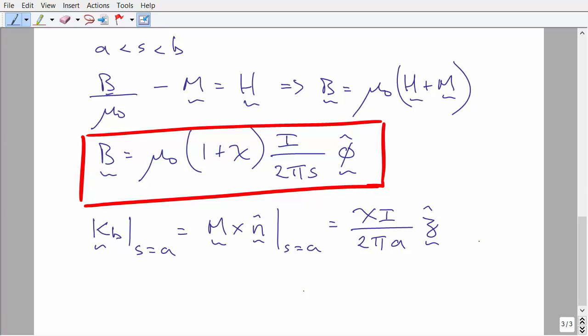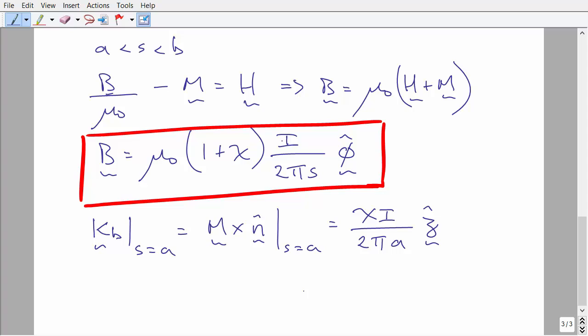direction. Now, to get the total bound surface current at the inner conductor, we have to multiply by the circumference of the inner conductor, which is multiplying by 2 pi a. This gives us the total current. If we multiply by 2 pi a, we just get chi I, and that's precisely this chi I that appears here.